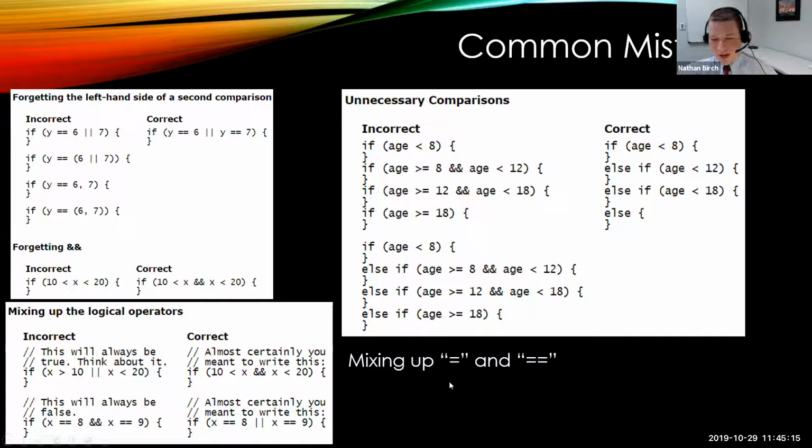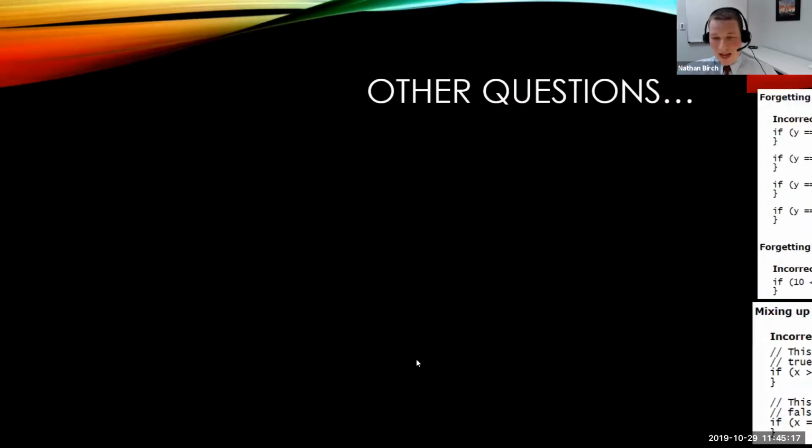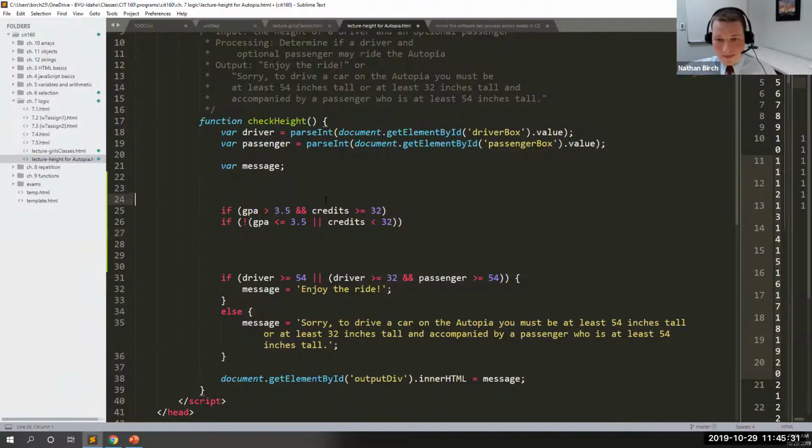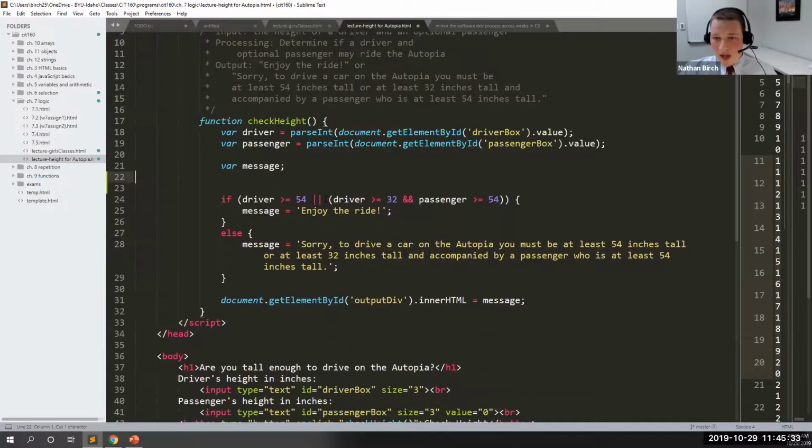I guess the last big one here. I included this in my video from this morning that I posted on the announcement. Still seeing people mixing up our assignment operator, our single equals, and our comparison operator, our double equals. Let me just show you guys one more example of that. So here's my code. Let's say in here I had a double equal. So if I said if driver is equal to 54, that would check to see if driver has the value of 54 in it. If it's true, then it would go in here and say enjoy the ride.